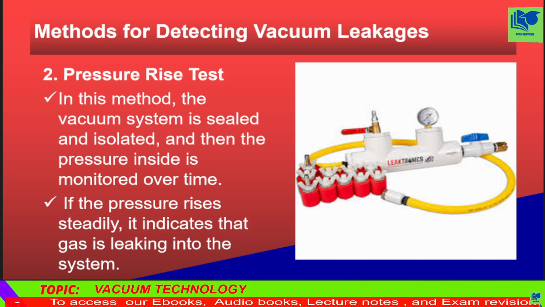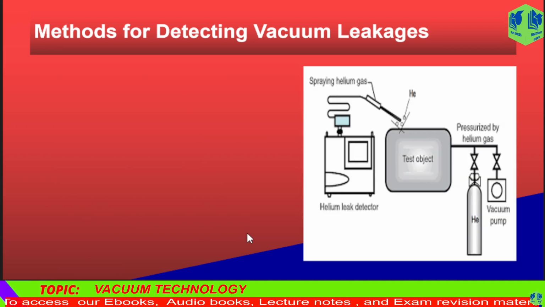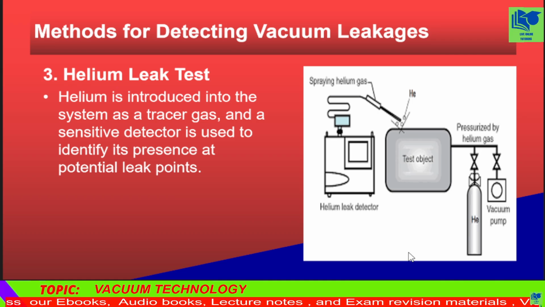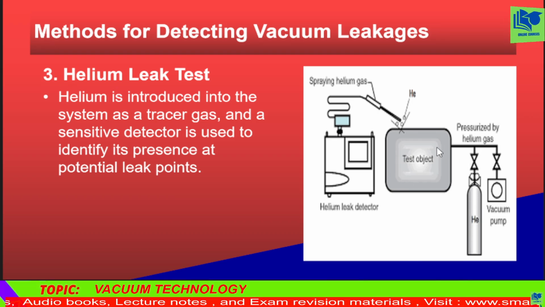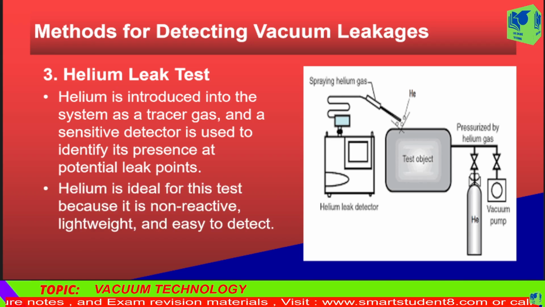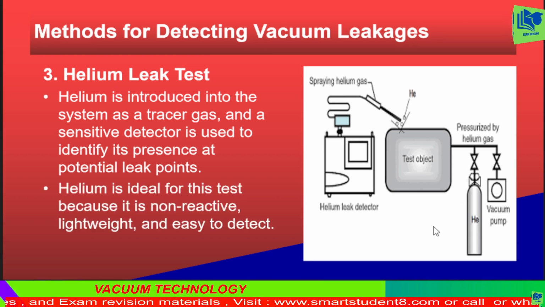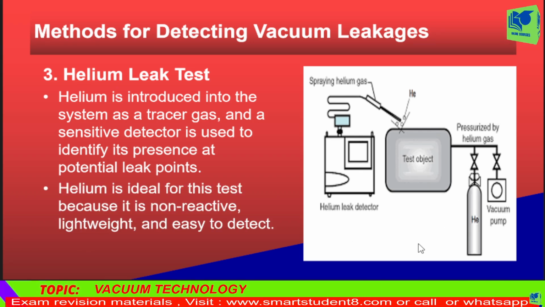3. Helium leak test. For more precise leak detection, the helium leak test is often used. Helium is introduced into the system as a tracer gas, and a sensitive detector is used to identify its presence at potential leak points. Helium is ideal for this test because it is non-reactive, lightweight, and easy to detect.